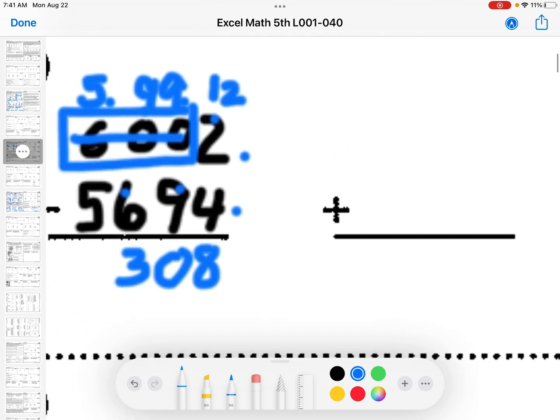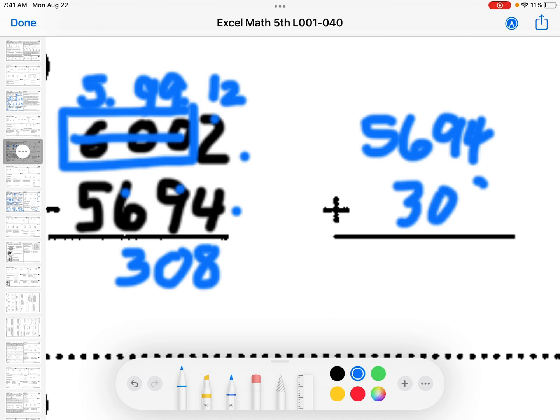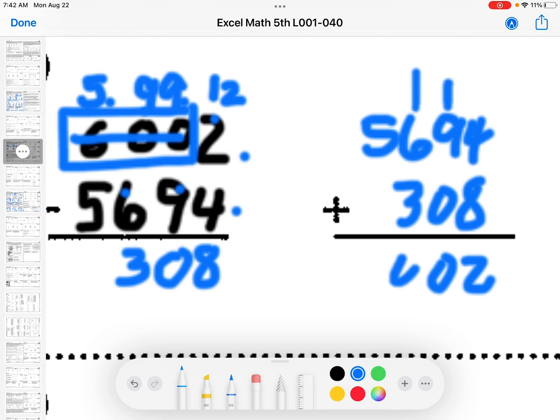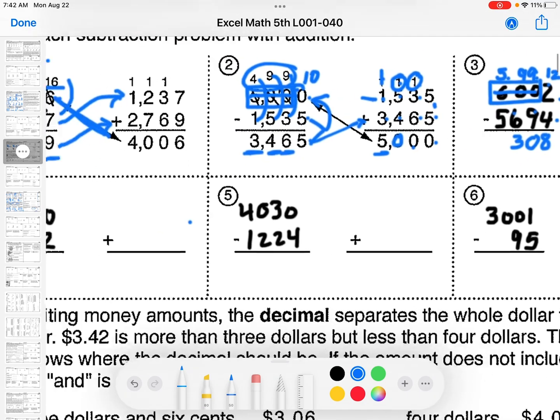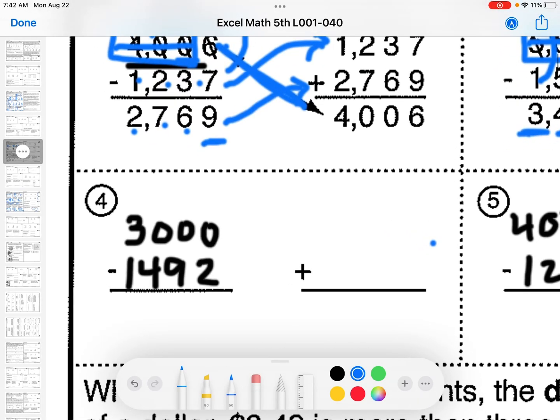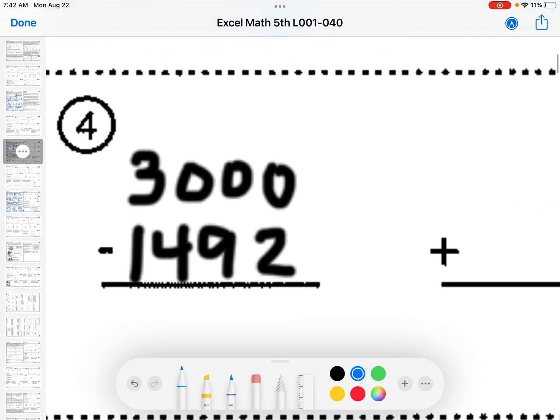And then I'm going to check my work over here by doing 5, 6, 9, 4, plus 308. 4 plus 8 is 12. 10. 10, 6, 6,002 matches up. You should have done all of that. Make sure you do this part before you turn the video back on. That'll help you to know if you're doing it right. You're checking your work by doing the opposite of subtraction, by doing addition.